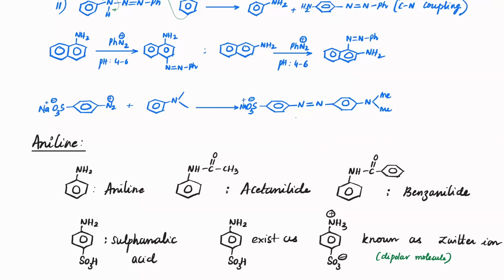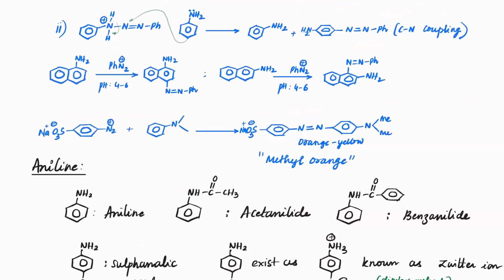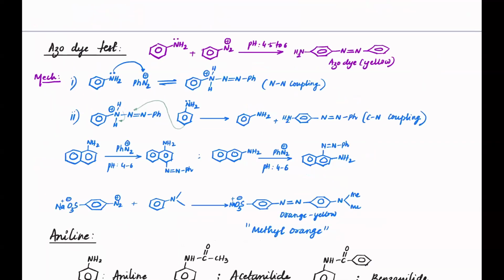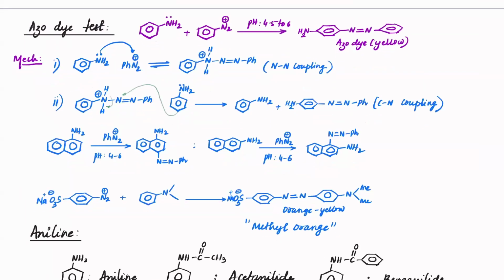Usually when it is in a basic medium, or sorry, mild acidic medium, it will be slightly orangish color, orange to yellow. And this is what we call methyl orange. So remember the structure of methyl orange, everybody. This is the structure of methyl orange. This type of product formation is called azo dye test, or simply azo dye formation.